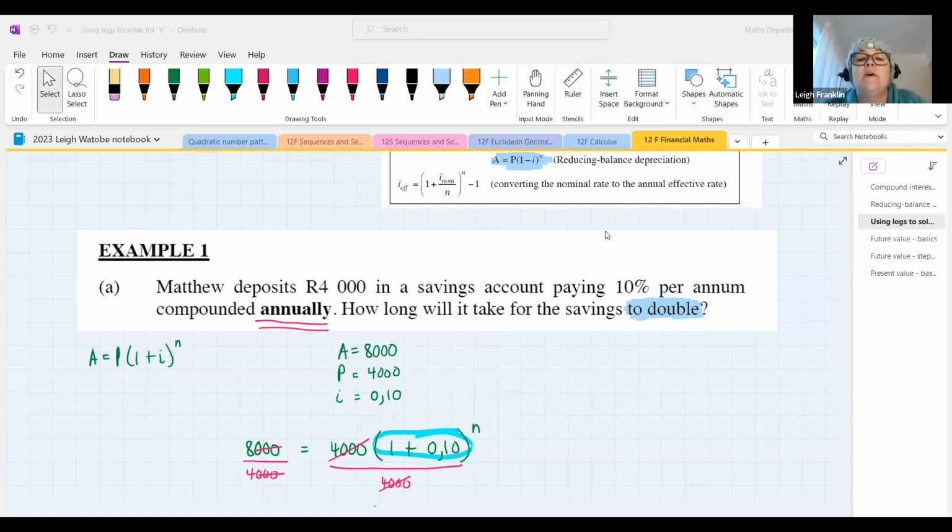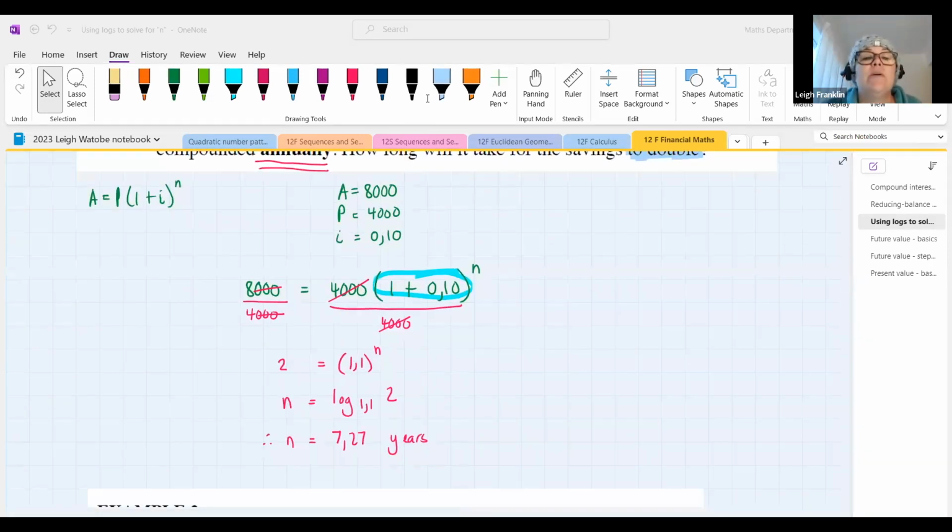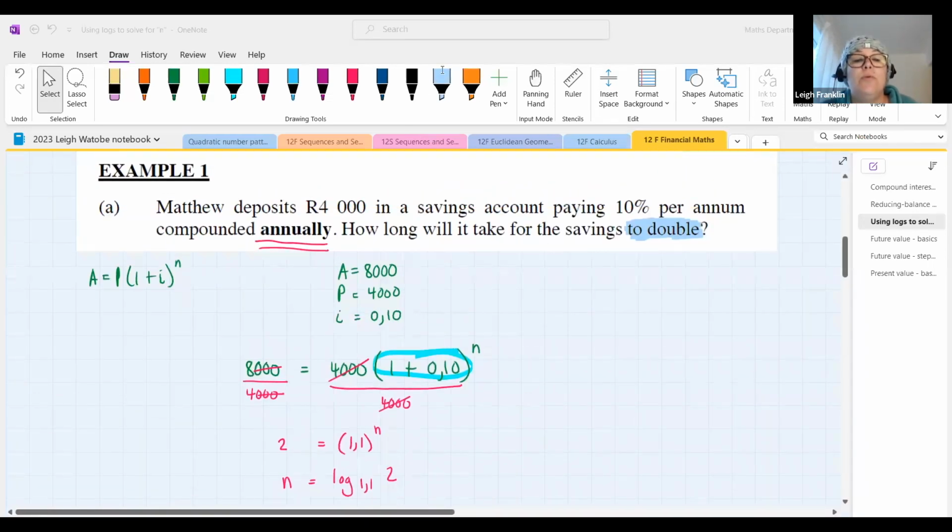Okay, and that means he obviously didn't make any other deposits or withdrawals from that account, right? Which isn't very much like real life at all. But anyway, that's just our first example. Okay, yes, Gugu, you have a hand up. You want to ask a question?